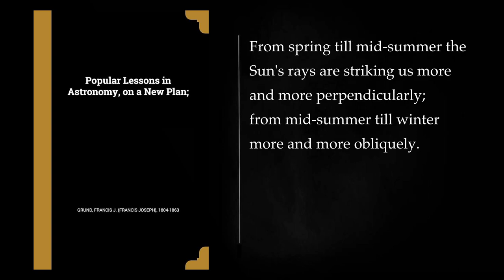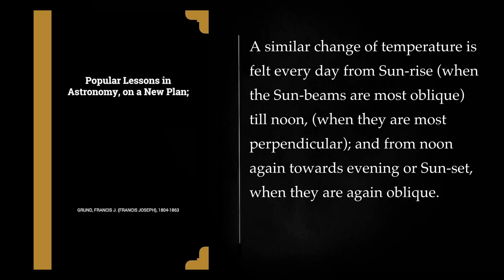From spring till midsummer the Sun's rays are striking us more and more perpendicularly, from midsummer till winter more and more obliquely. A similar change of temperature is felt every day from sunrise, when the sunbeams are most oblique, till noon, when they are most perpendicular, and from noon again towards evening or sunset, when they are again oblique.